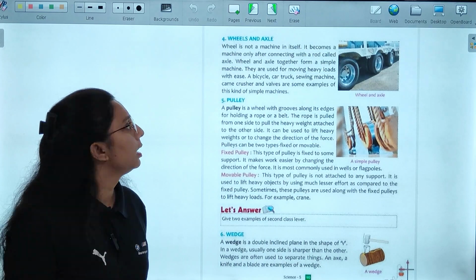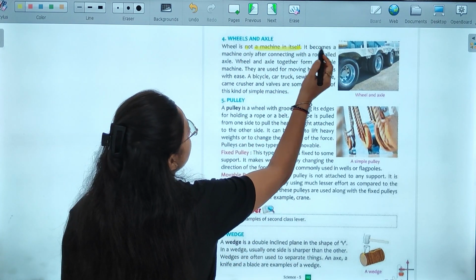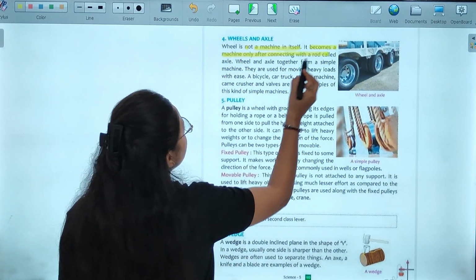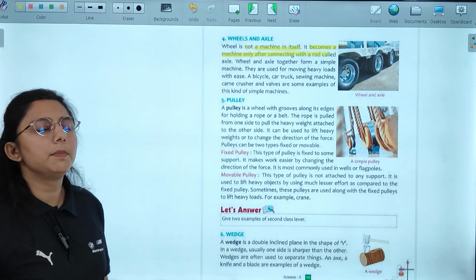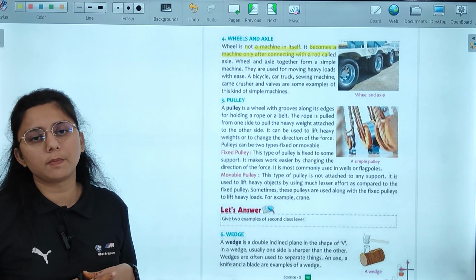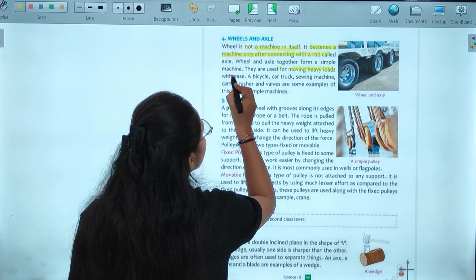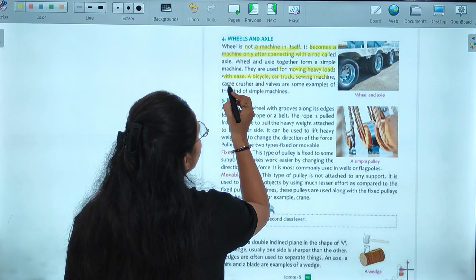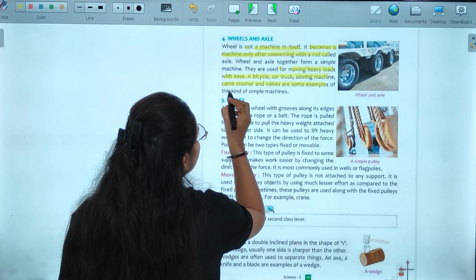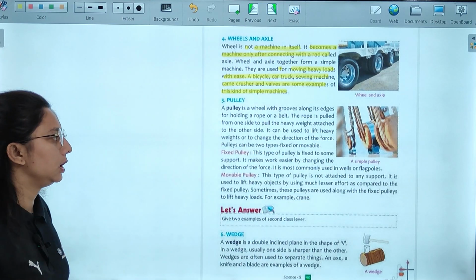Then wheel and axle. A wheel is not a machine in itself. It becomes a machine only after connecting with a rod. जब एक रॉड से कनेक्ट होते हैं तो इसको हम क्या कहते हैं? एक्सेल कहते हैं. They are used for moving heavy loads with ease. A bicycle, car, truck, sewing machine, wheels, what are these? These are examples of wheel and axle.